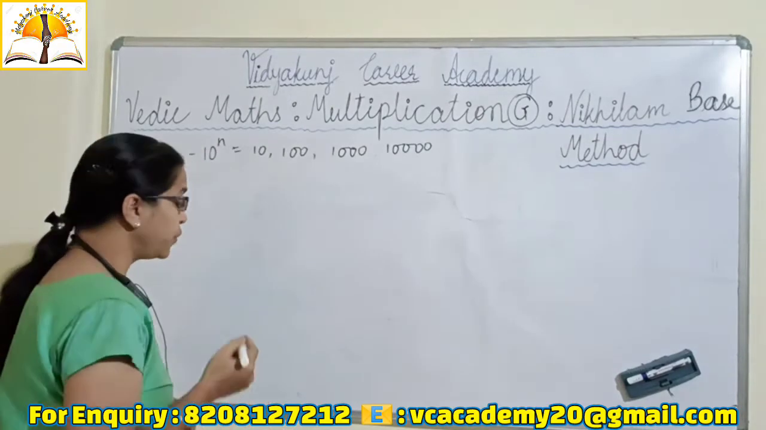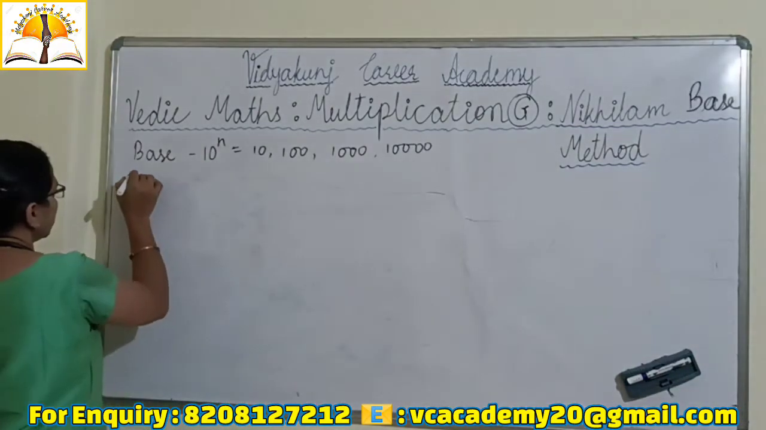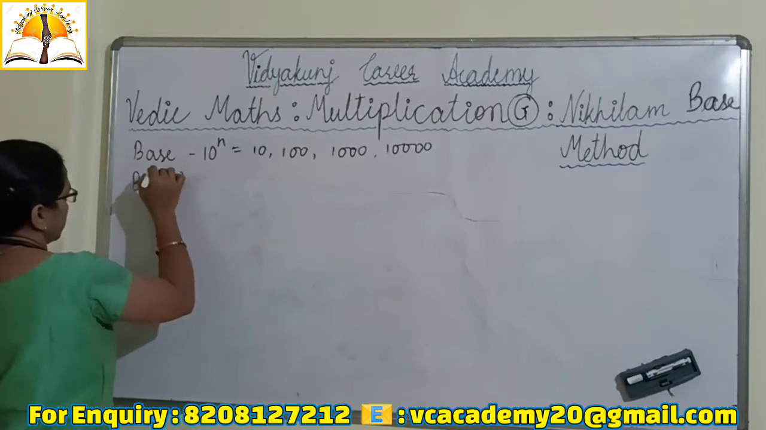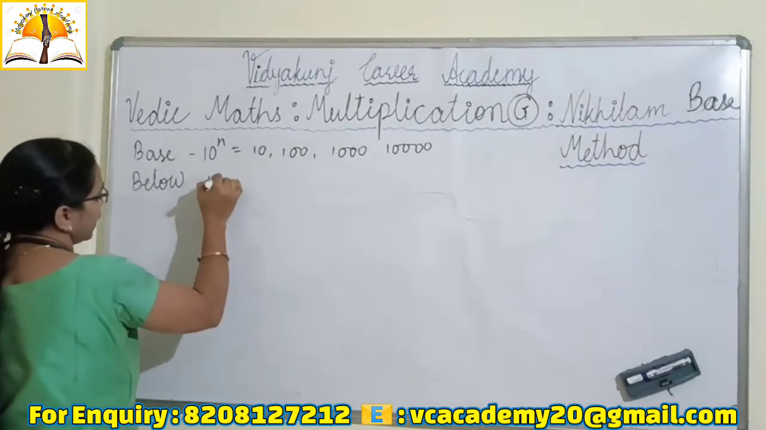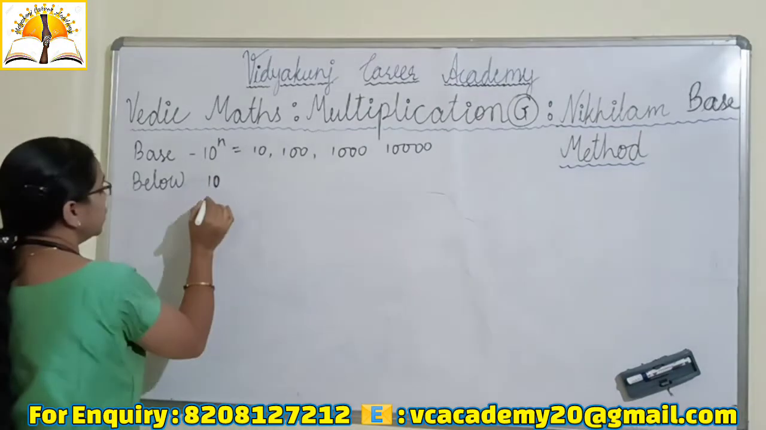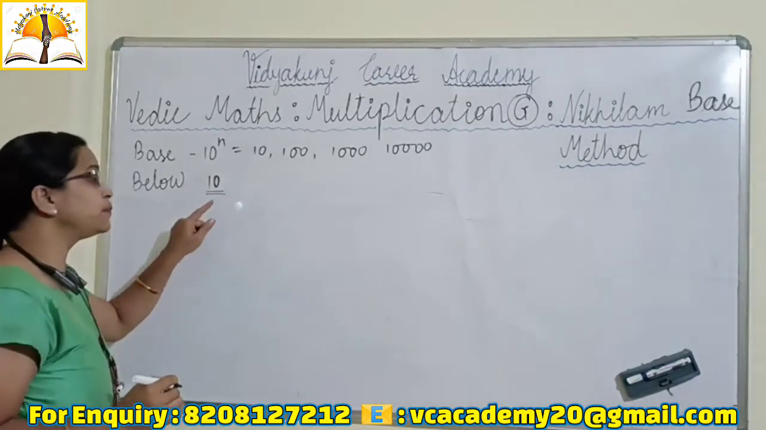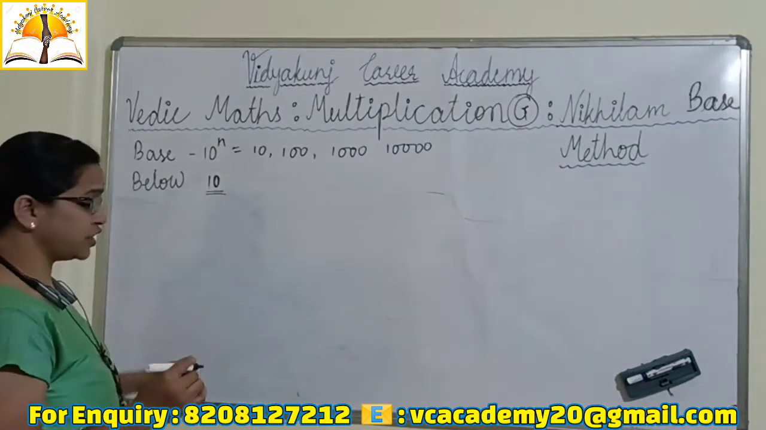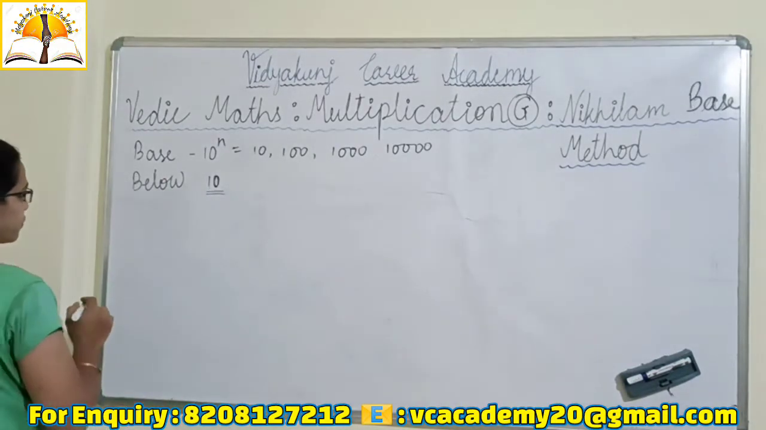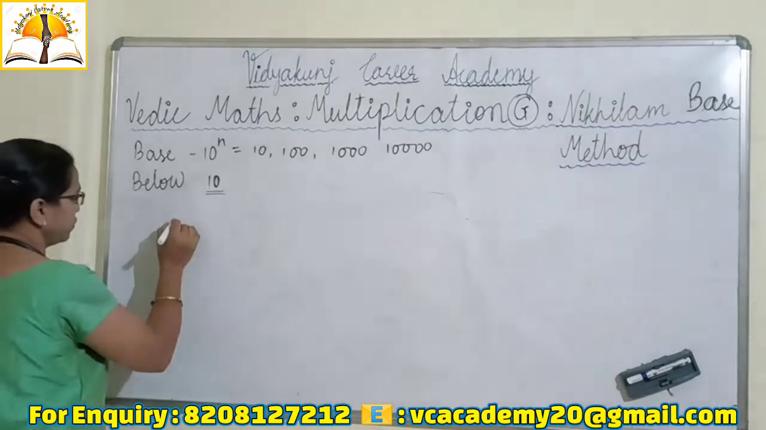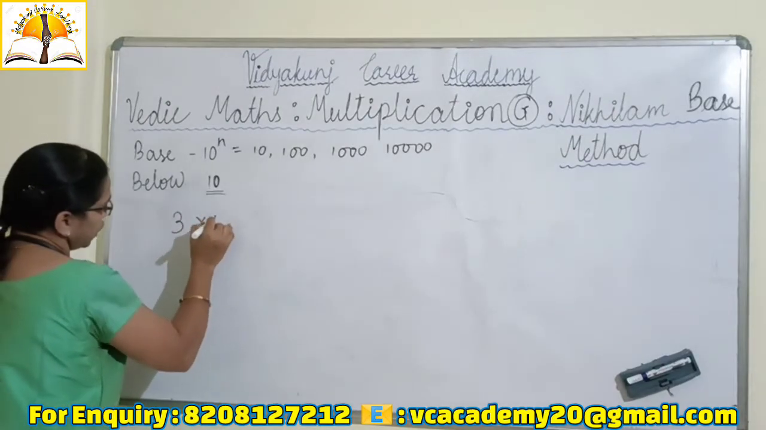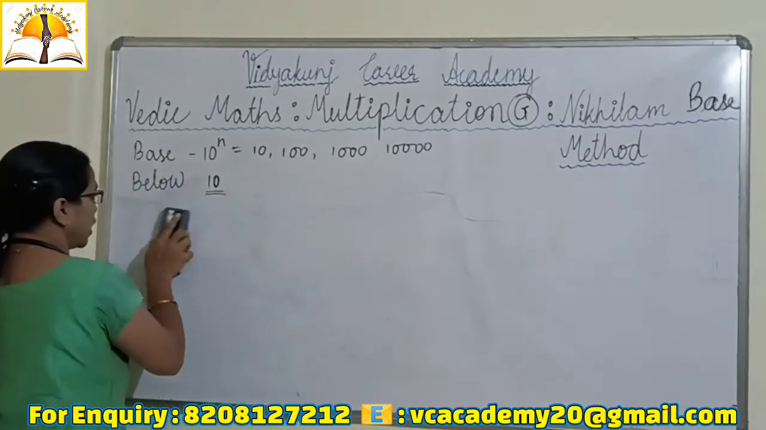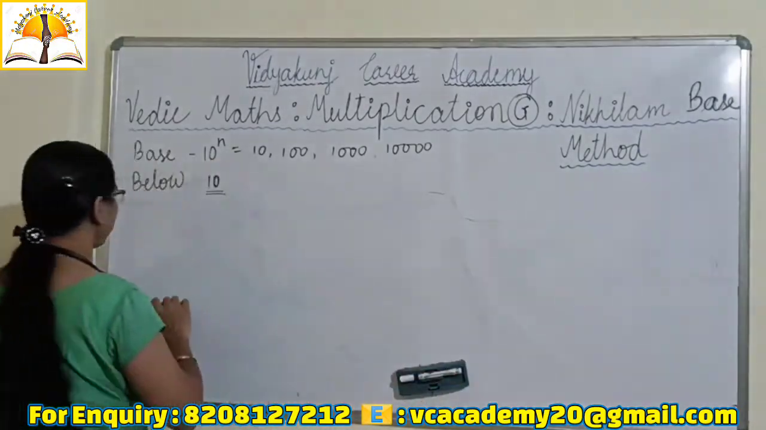Now I will take first below 10 numbers. Below 10, we have to consider 10 as a base. Then below 10, I will take numbers to multiply. See here, 3 into 4. Now I will use it in this way.